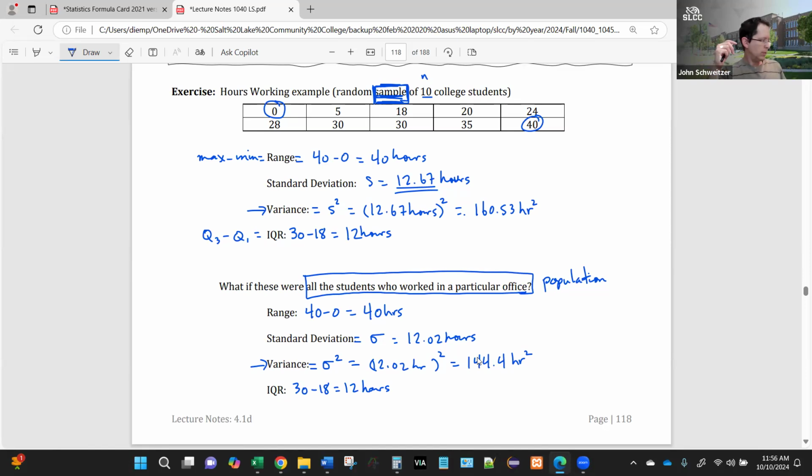Any questions there about that? We're sort of done now with describing quantitative data. We're done with the descriptive statistics, and we're ready now to move into inferential statistics. But let me just see if there's any questions with any of those problems that we've done.